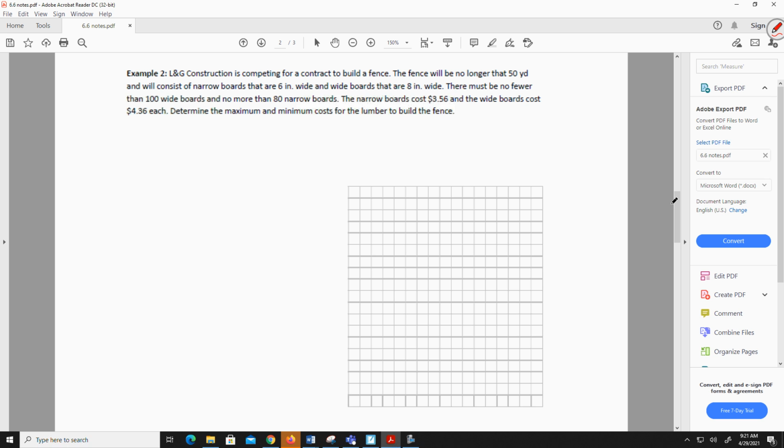Okay, so it doesn't matter. I'm going to make my X my narrow boards and Y my wide boards. So that's what I'm trying to figure out. Narrow boards, wide boards, and then I know the cost of the boards. I want to find the minimum cost and the maximum cost of lumber.